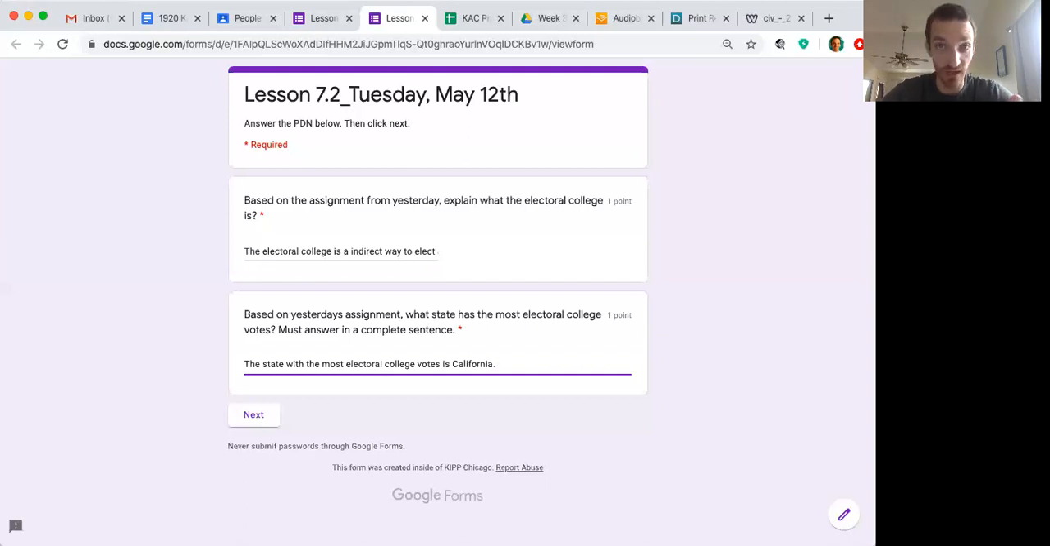Texas also has a lot of Electoral College votes. New York has a lot. Florida has a lot. Illinois has a lot. So there are a lot of states that do have a lot of votes, but California is the one with the most amount of votes because it has a large population. And you should have clicked next to move on to the next page.